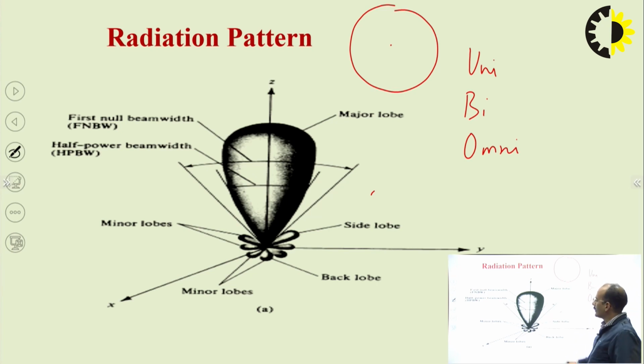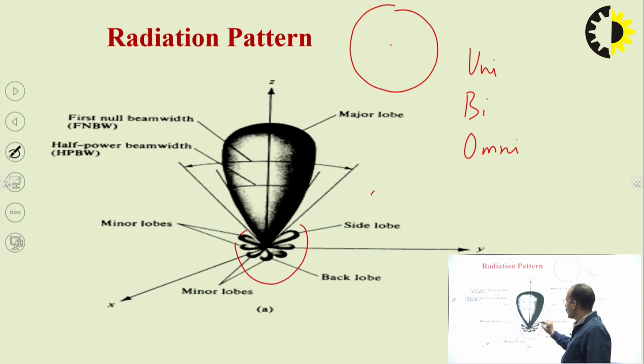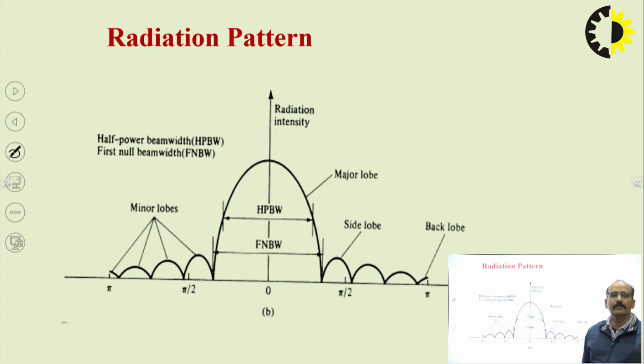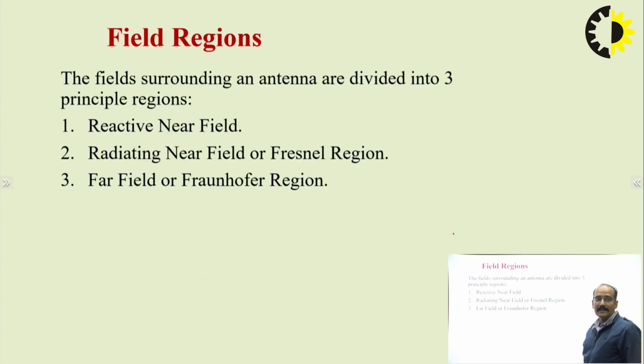Here you can see that this is the main lobe. The main lobe means the direction of maximum radiation, and other lobes are also present. These are called side lobes, but if a lobe is in the reverse direction of the maximum radiation, that is called the back lobe; otherwise the other lobes are known as side lobes or minor lobes. So these are the radiation patterns. Here you can see the frequency domain representation of that radiation pattern, with the major lobe, side lobes and back lobes.